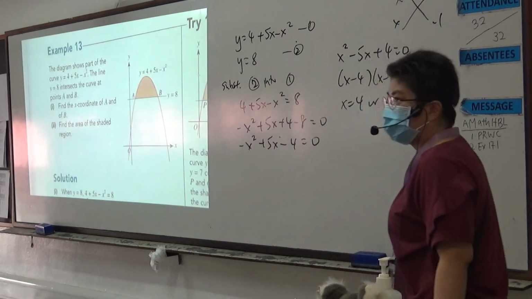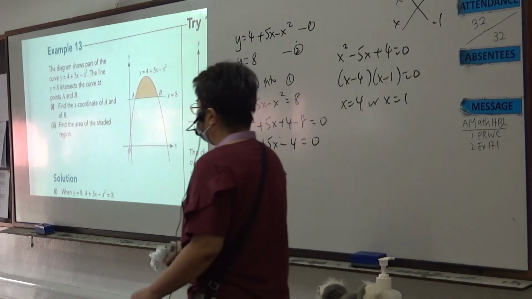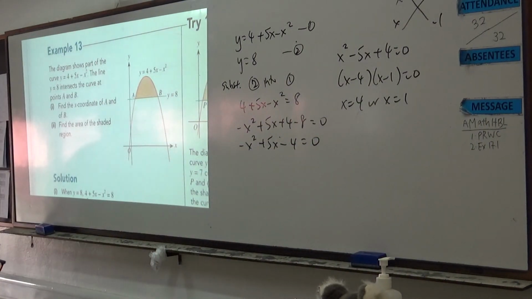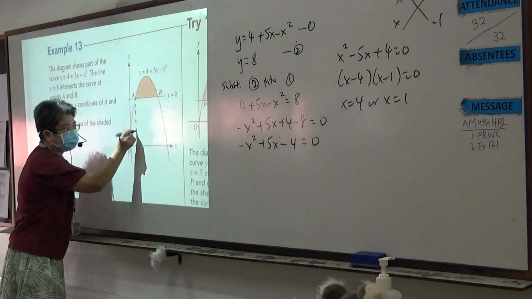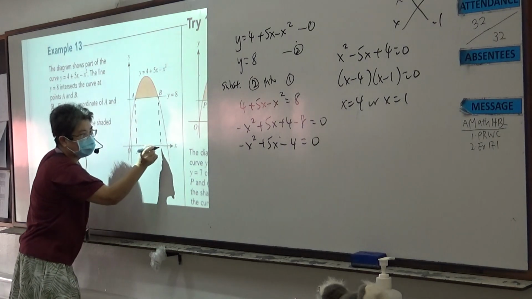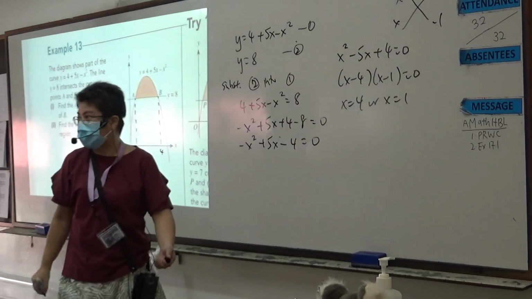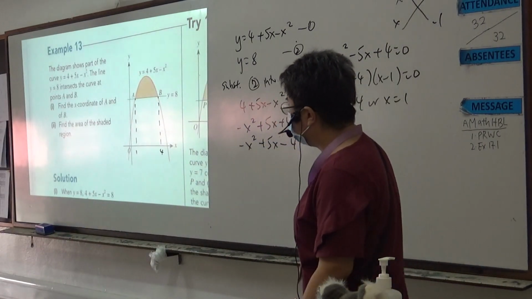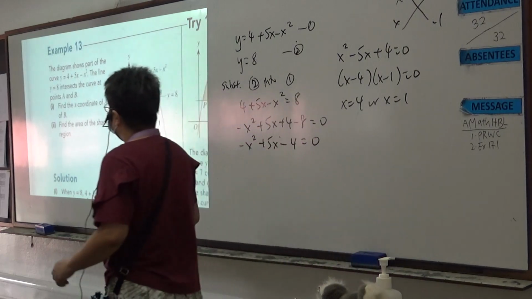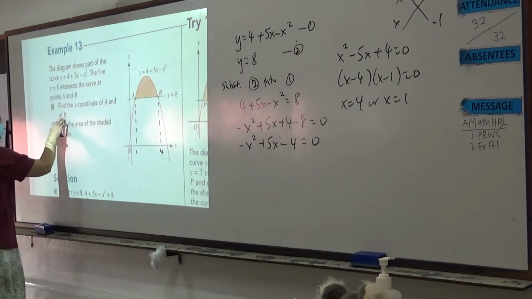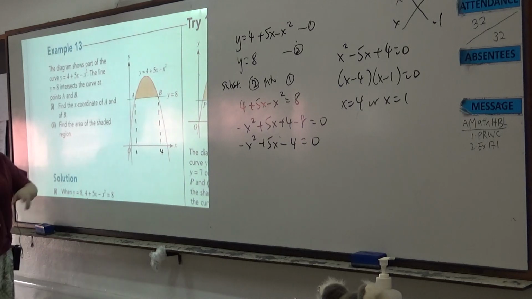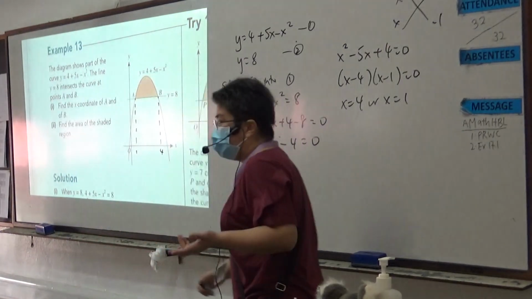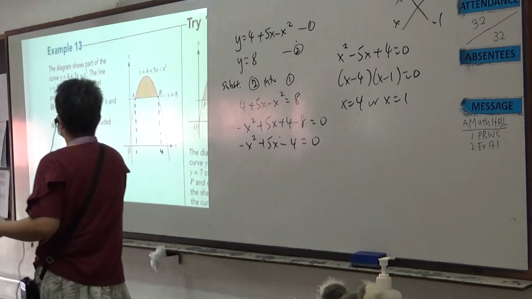Now, if you look at the diagram, which one is 1 and which one is 4? A is 1, right? You must look at the diagram. The diagram is helpful. So A is 1 and B is 4. So the x coordinate of A is 1 and the x coordinate of B is 4. That's all. Now, let's take a look at the next part.